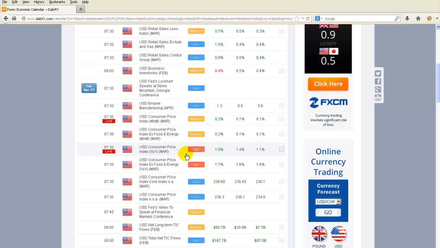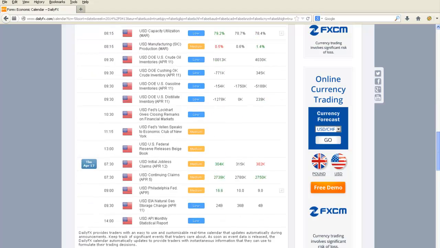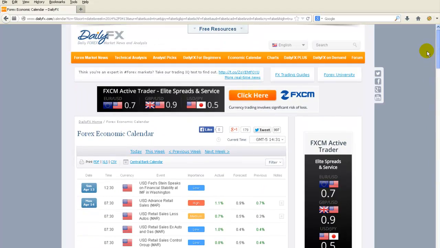Consumer price index, that's a big one. You can see the two high volatilities. But the really big one that knocks the market for haywire is FOMC. On FOMC days, there's usually hardly any volume or movement, and everybody just sits tight and waits for that to come out, and then they try to trade.